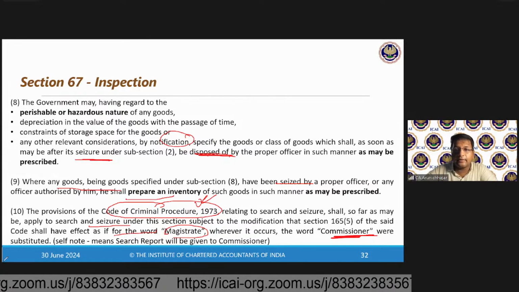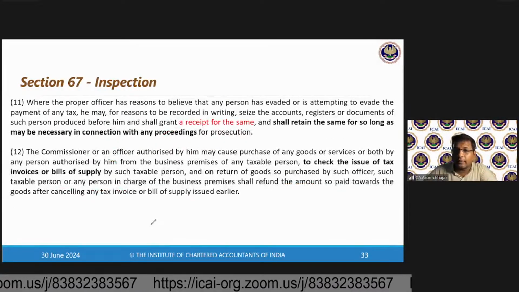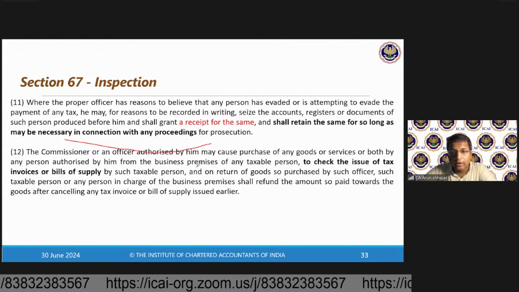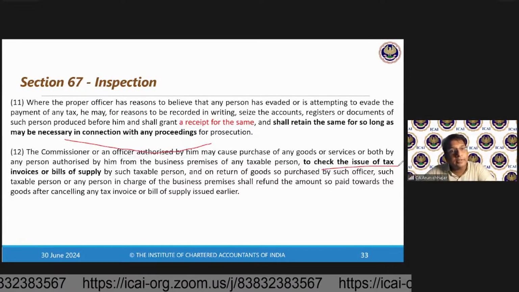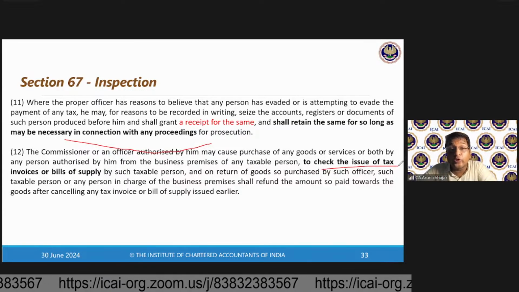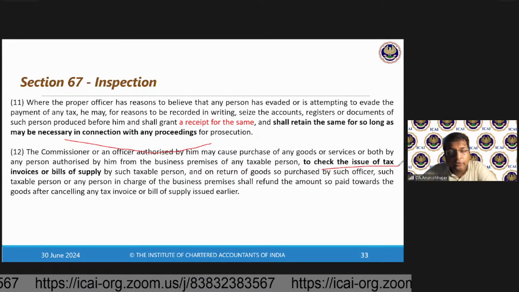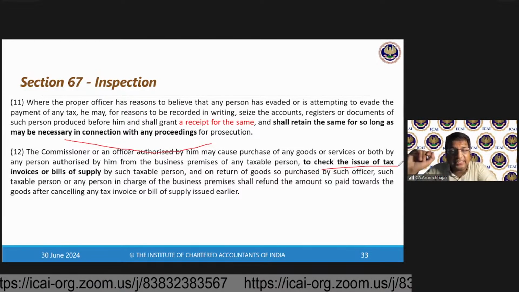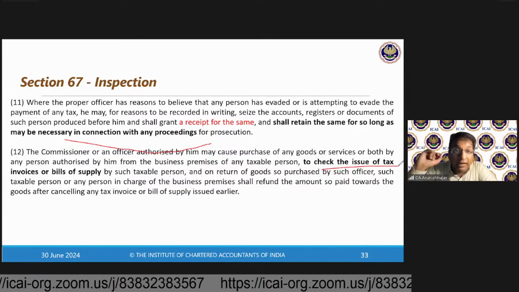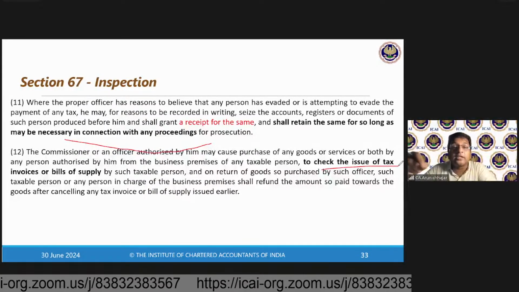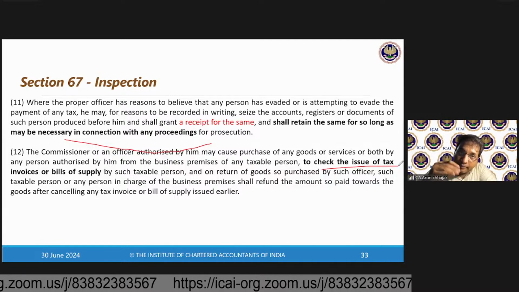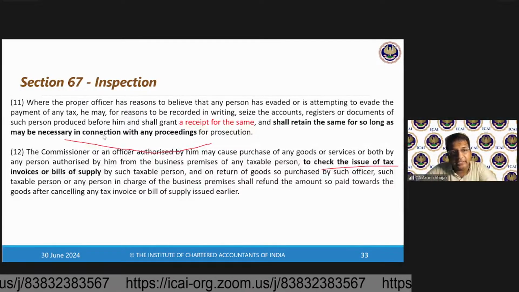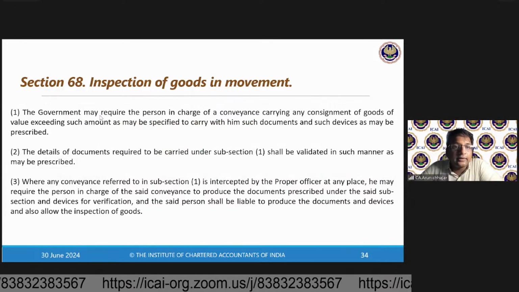Again, they can retain the same for so long as may be necessary in connection with the proceeding that we have already discussed. So sometimes, prior to the search and seizure, the officer is doing the inspection, investigation. So they are purchasing certain goods from that registered person to ensure whether he is issuing the tax invoice or is engaged in malafide practice, bogus invoices, etc. Whatever the goods being purchased by him, it can be returned after all the process, and the value and the amount has to be returned. Correct. Power to arrest.